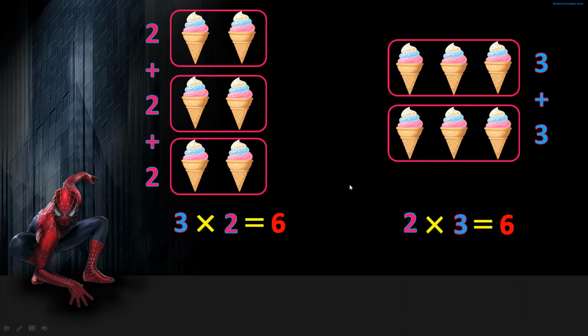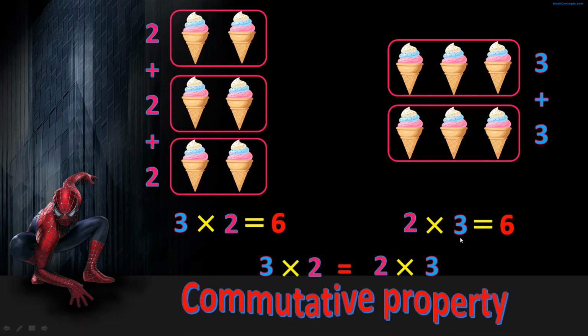Uh-oh, can you notice that? 3 times 2 equals 6, and 2 times 3 also equals 6. That means if I repeat number 2 three times, it's the same as if I repeat number 3 two times. 3 times 2 equals 2 times 3. It's called the commutative property.